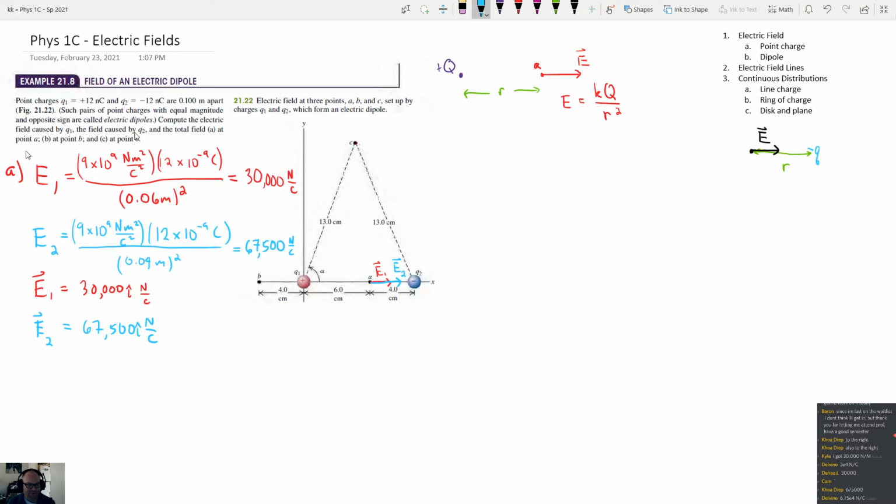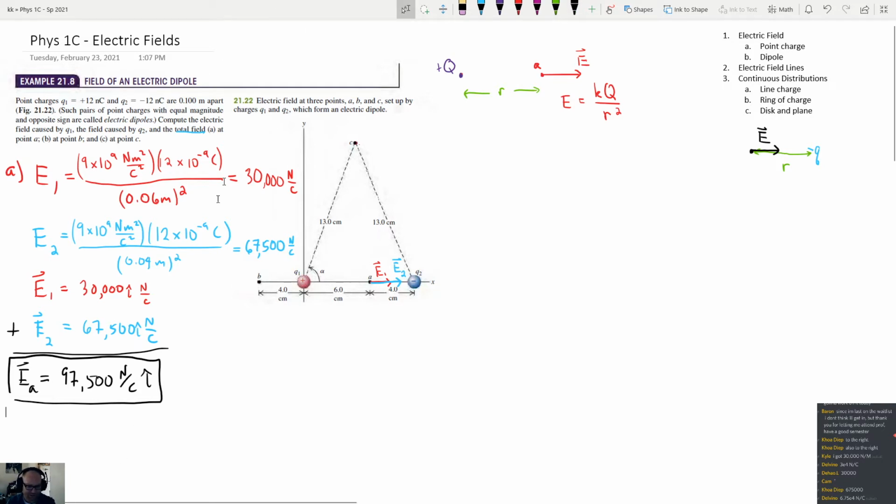And then we also were supposed to find the total field, right? We can sum these two together, basically add them up, and we get that the electric field total at point A is going to be equal to the sum of these two, so what was it, 97,500. And it also points to the right. So that's the electric field at that location, point A. You don't have any questions? Okay, let's continue on to point B.